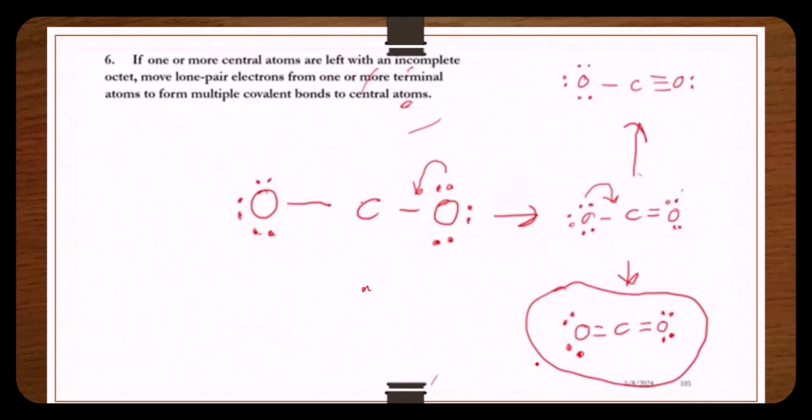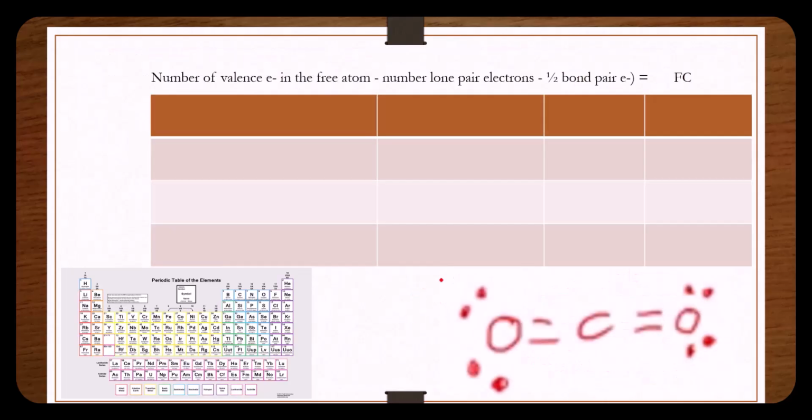The other option we had was a molecule that looked like this. Let's go ahead and put this up on the chart and see what we get. Going left to right, we had an oxygen with 2 sets of lone pair electrons and 2 bonds. Next up, we had carbon with 4 bonds. And the last one, we had an oxygen with 2 sets of lone pair electrons and 2 bonds.